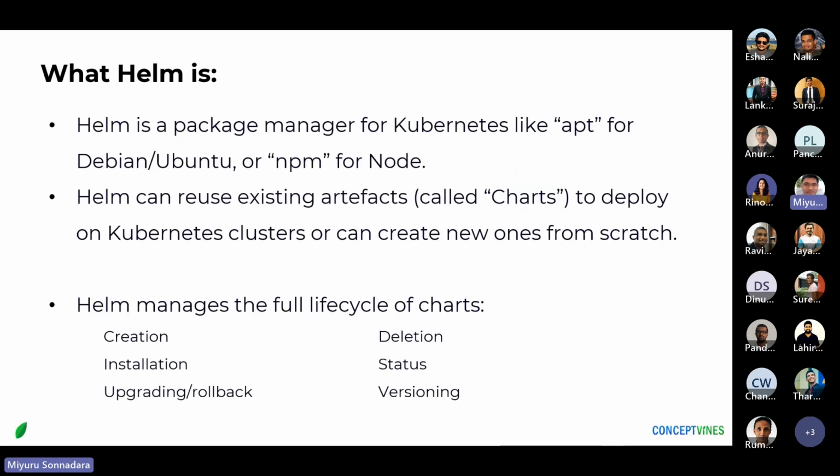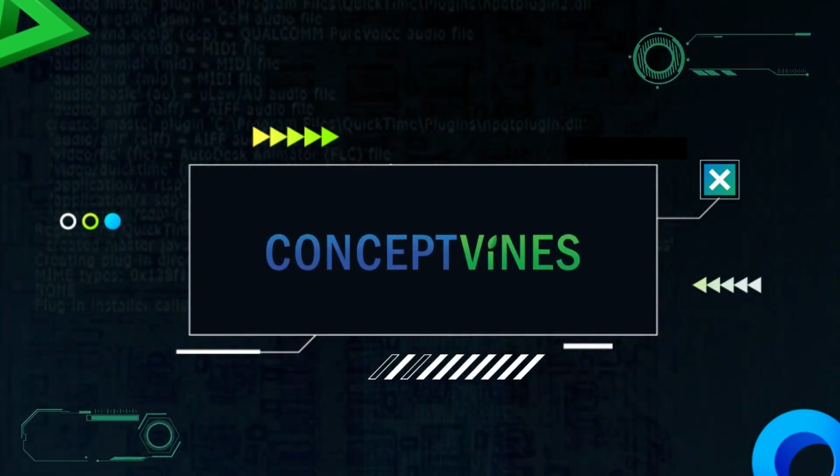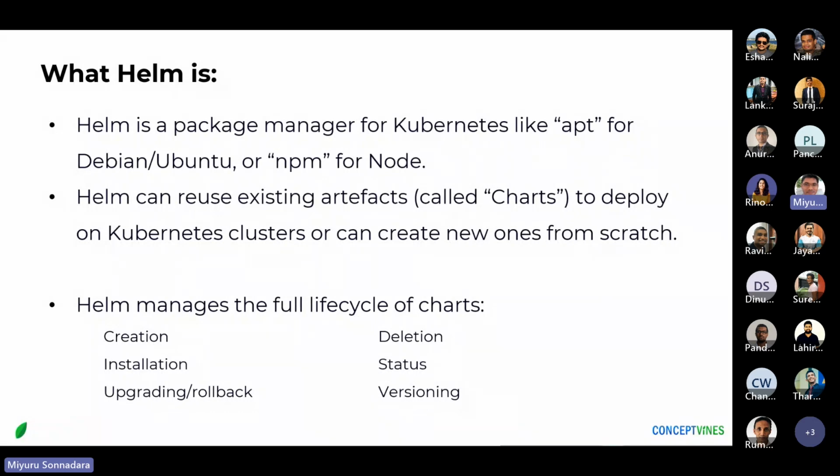So to introduce Helm, like any other package manager that you would see, for example, with Debian or Ubuntu, you would use apt. You can install any package hosted on any repository simply by finding it and running a command. The same as npm is for Node.